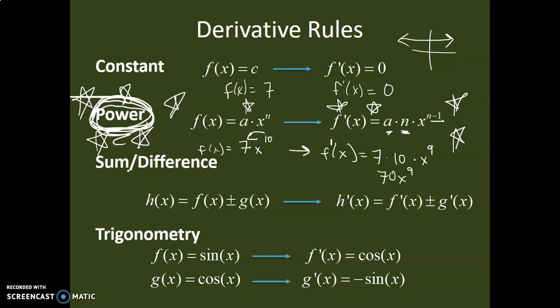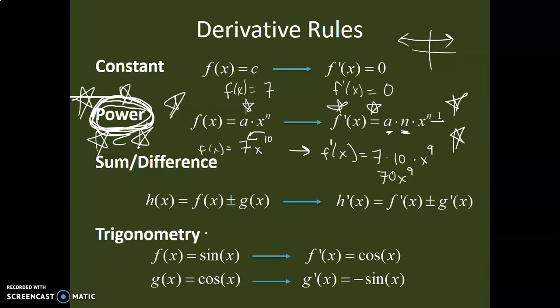All right, the sum and difference rule basically just says that you can add and subtract derivatives. So if your original function is 2 different functions added or subtracted together, you can just add or subtract the derivatives. So sum and difference is easy. This does not work for products or quotients, and we'll get into that in the next set of videos.